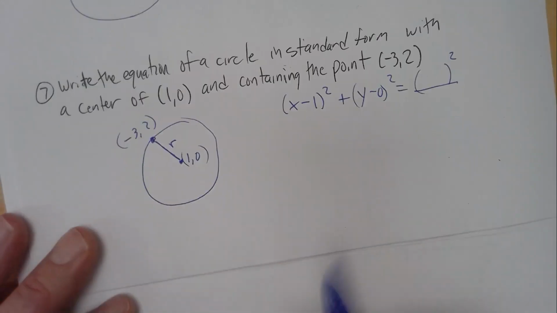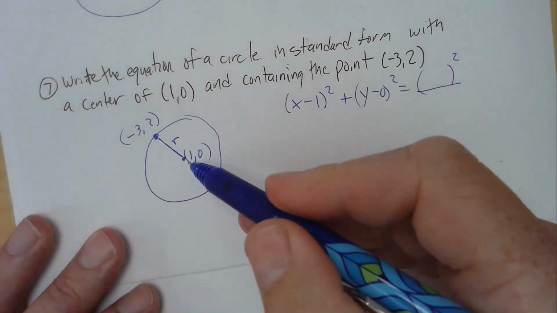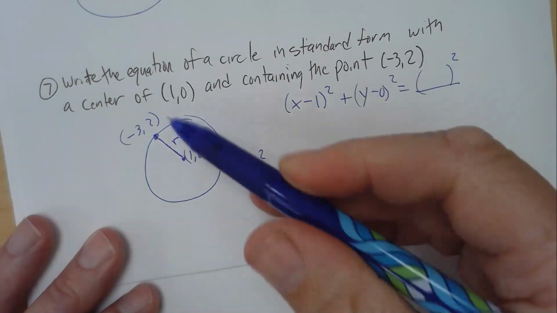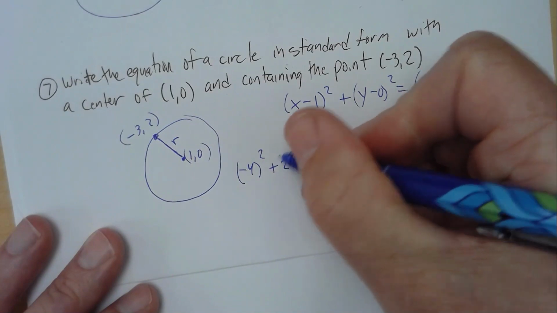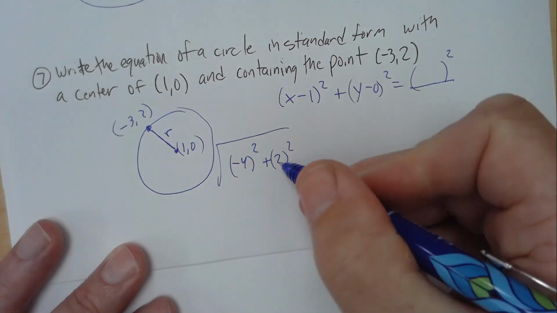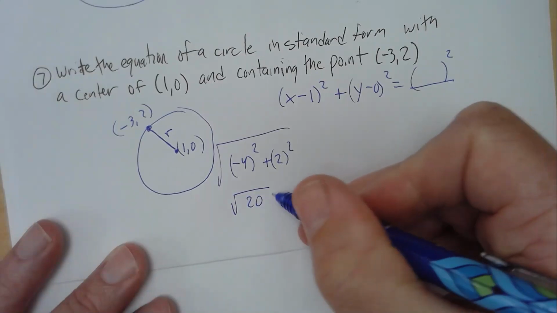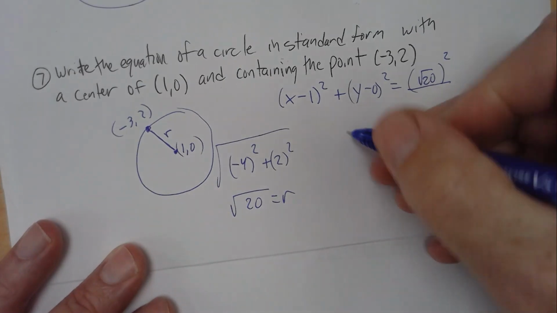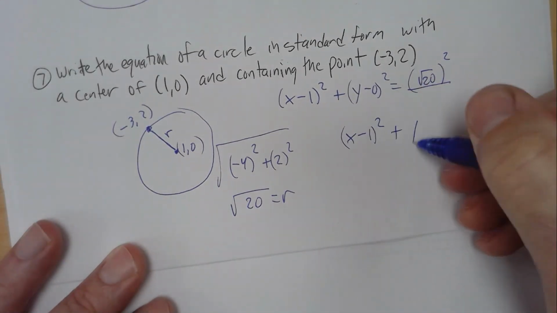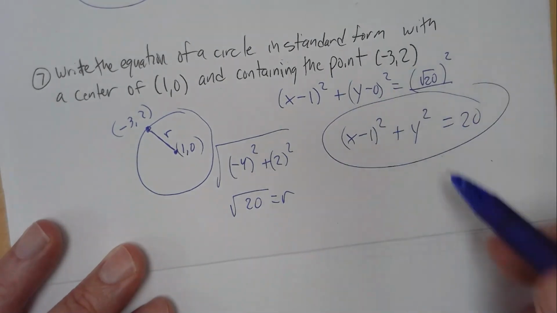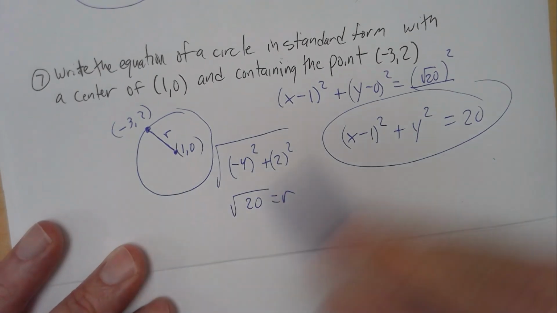So I can use the distance formula. I subtract the x values. So negative 3 minus 1 would be negative 4, so it's negative 4 squared. 2 minus 0 would be 2, so it's 2 squared. Take the square root. So that'd be 16 and 4. 16 plus 4 is 20, so the square root of 20 is your r. So the square root of 20 is your radius. Then we get (x minus 1) squared plus y squared, because the 0 doesn't matter. And you square the radius, and you get 20. So that's the equation. This equation holds that formula, which is this information.